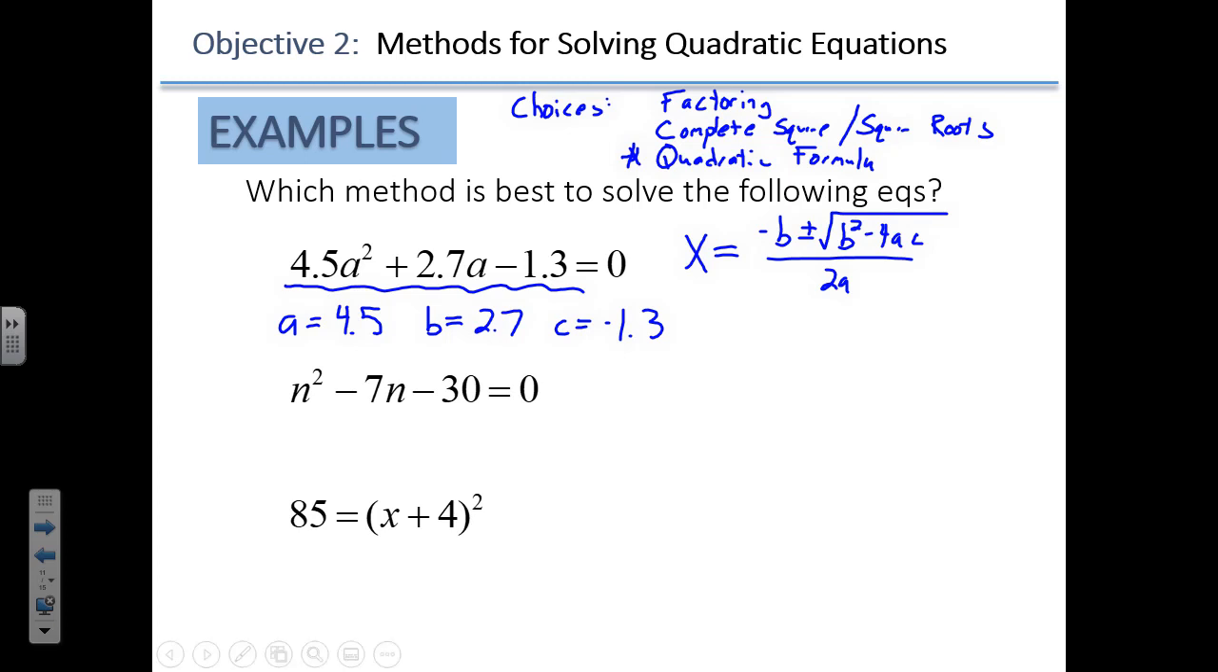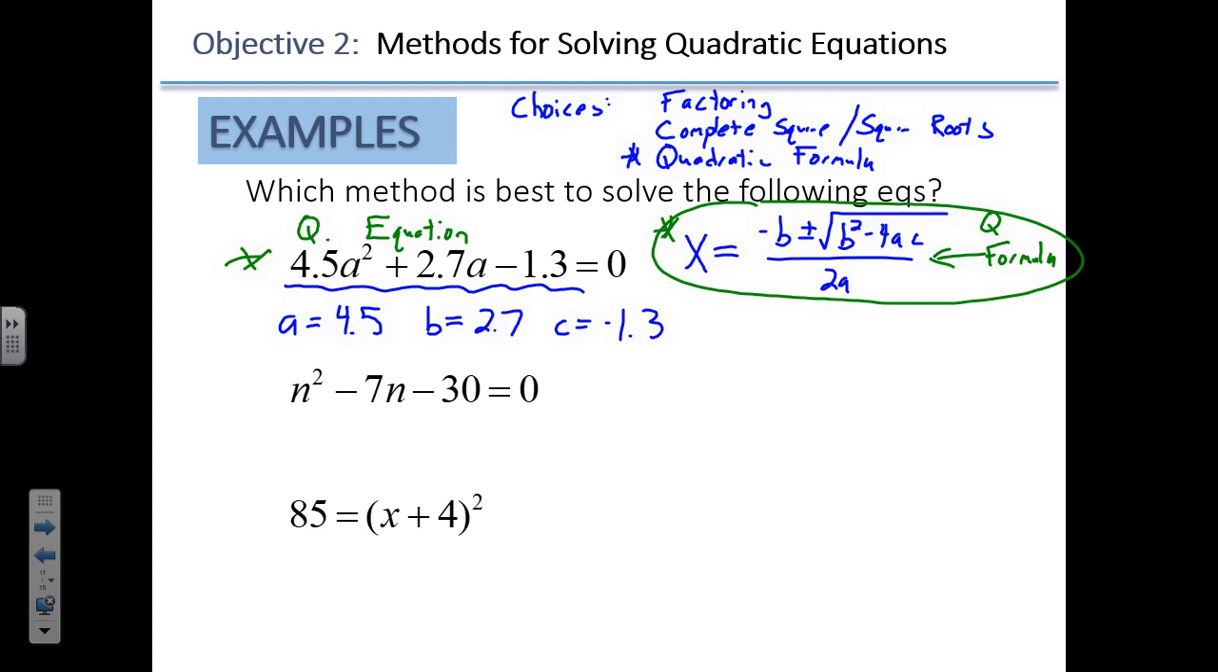I want to clarify a little language here. This thing right here, this is the quadratic formula. We use the formula to solve this thing over here, which is a quadratic equation. A lot of people use quadratic equation and quadratic formula interchangeably. They're not the same thing. We use the quadratic formula to solve a quadratic equation.